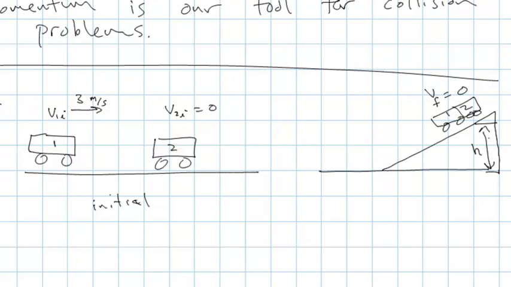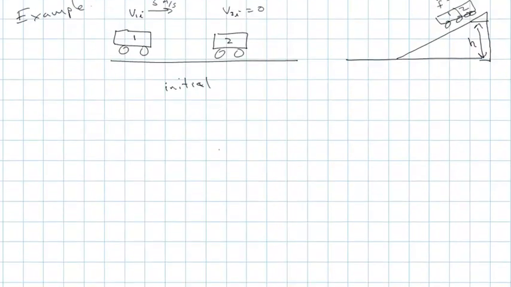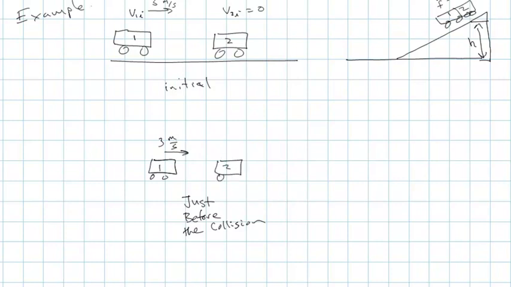So how do we approach this problem? Well, we break it up. I always like to make a little timeline right underneath my drawing. The first time I'm going to put on my timeline is just before the collision. So what's happening just before the collision? I have cart 1 moving this way, 3 meters per second. I have cart 2 at rest. That's my initial condition. That's just before the collision.